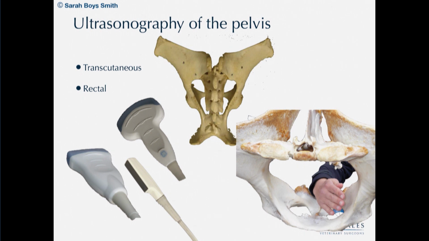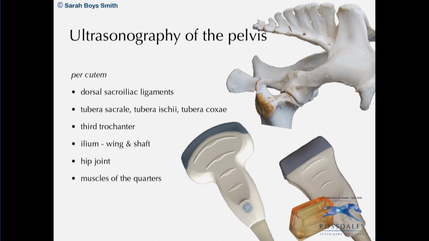So from the percutaneous approach, we can visualize the dorsal sacroiliac ligaments, the bony prominences, so the tuber sacrale, tuber ischii, and tuber coxae, third trochanter, the ilial wing and shaft, hip joint, and obviously the muscles as well. The main two probes are the curvilinear and the linear. And transrectally, we can look at the ventral aspect of the pelvis, particularly the internal pelvic bones, as well as looking dorsally, where we can see the lumbosacral disc, intertransverse joints, and sacroiliac joints.